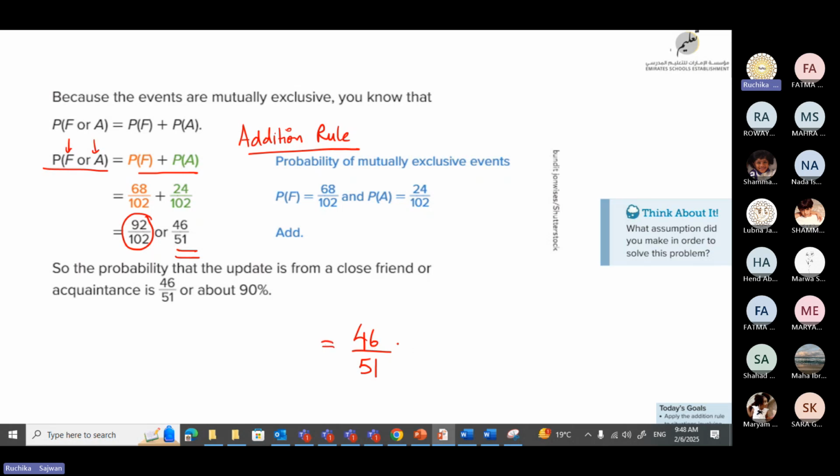If they ask you for a percentage, what will you do? Multiply by 100. Very good. So can you check your calculator and tell me what that percentage is? 90%. So it's about 90%, right? You will get a fraction, you'll get a decimal. If you round off, it will be near about 90%. Is it fine? Everybody understands this question?